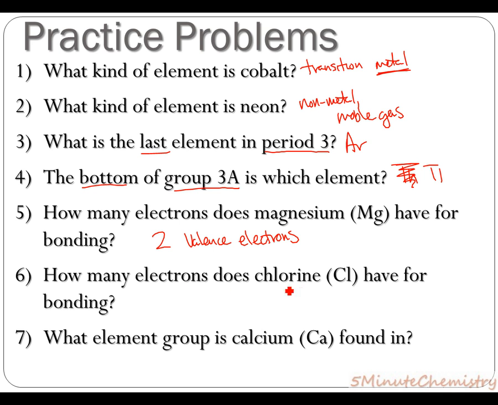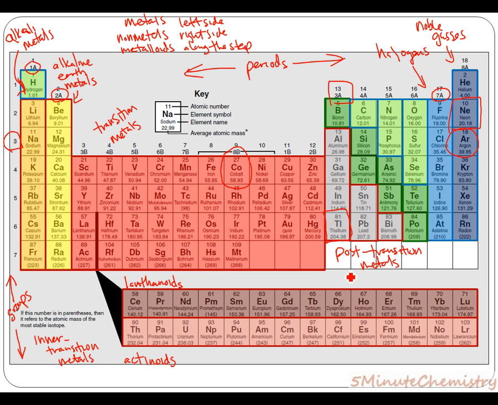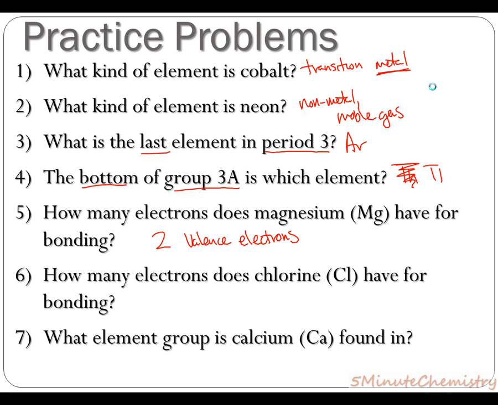Question 6, how many electrons does chlorine have for bonding? Chlorine is in group 7A, again 7A, so the A group number is the valence electrons. Chlorine has 7 valence electrons.